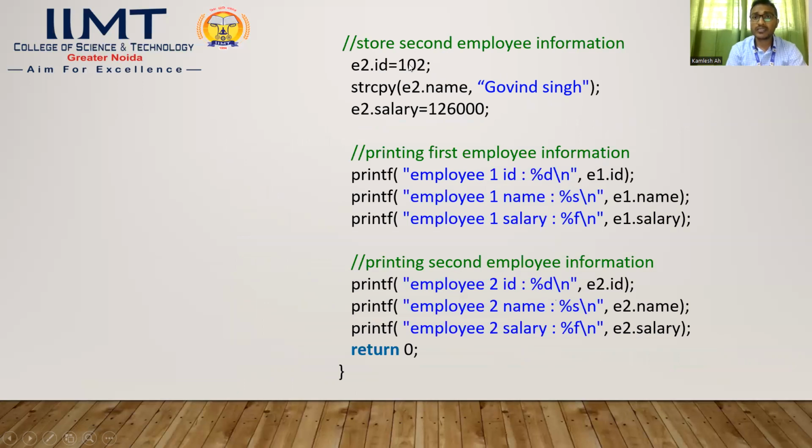So this program contains only two employee records, and this information will be printed as printf id, printf name, printf salary. E1 dot id, E1 dot name, sorry, E1 dot salary is the first employee information. This one is the second employee information. If we have 5 or 7 employees, then again we write E3, E4, E5 and so on.